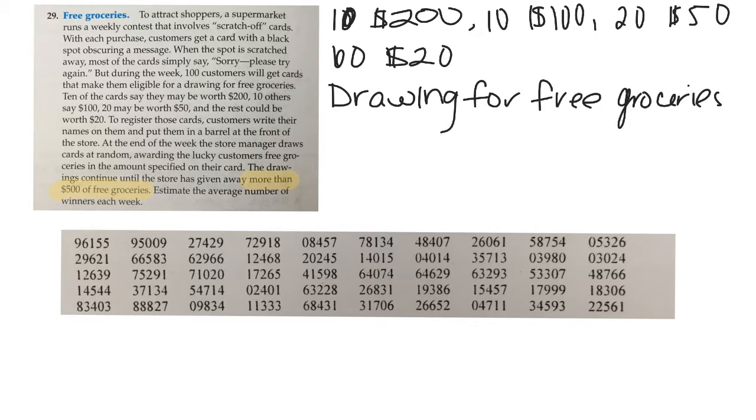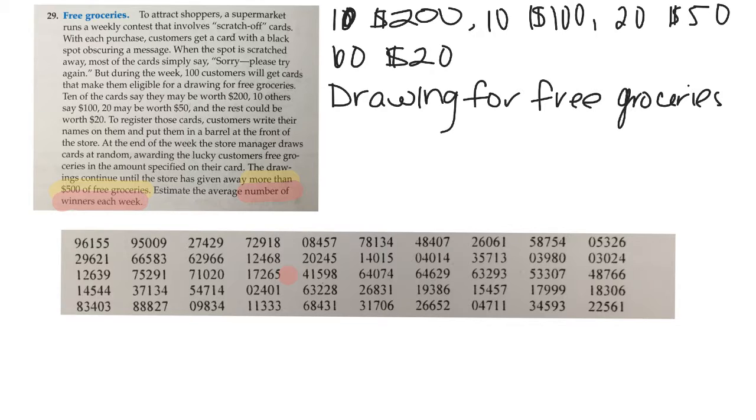So more than $500. Estimate the average number of winners each week. Okay? So in the end, we're not averaging how much they gave away, we're averaging how many people won. But we have to add it up because we're not going to stop until the amount given away is more than $500. Okay? This one's one where you got to have your calculator off to the side so you can add it up as you're going.